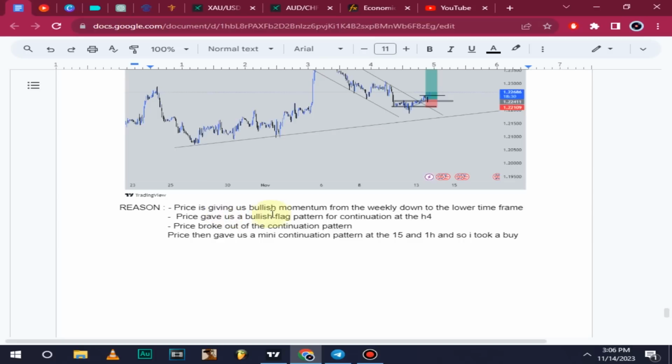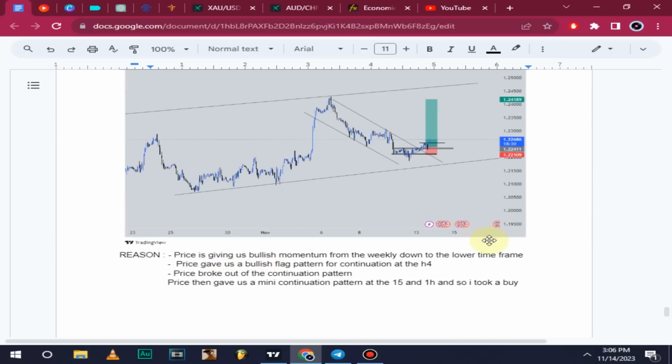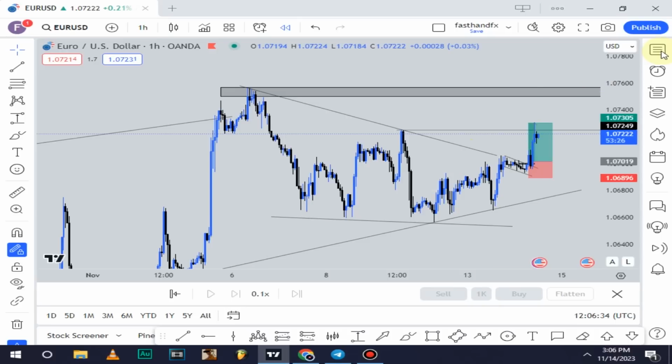Price is giving us a bullish momentum from the weekly. Down to the lower time, price gave us a bullish flag pattern for a continuation at the H4. This is a bullish flag. The price broke out of the continuation pattern, then gave us a mini continuation at the 50 and then H1, and then I took a buy. Also, I forgot to add that price gave us an inverse head and shoulder. So let's go. That's GBP USD.